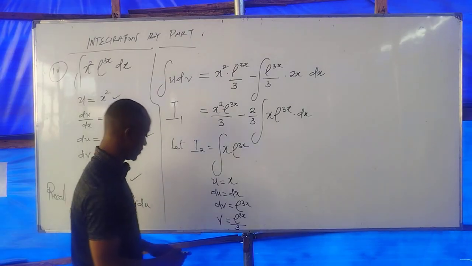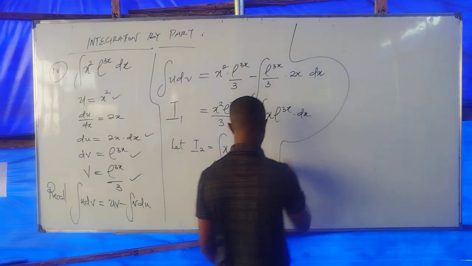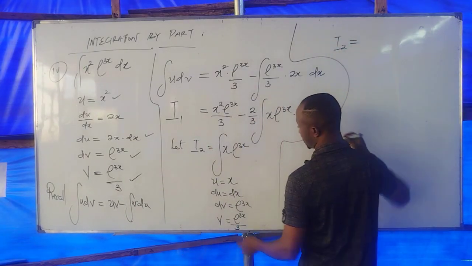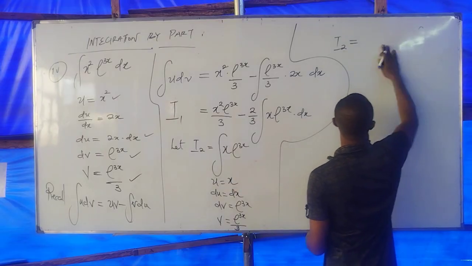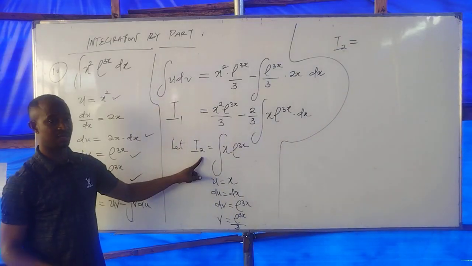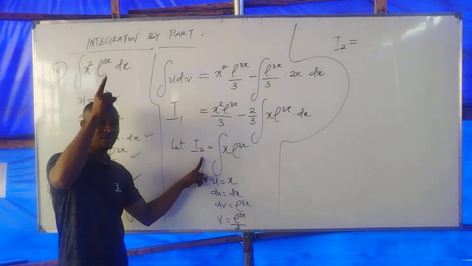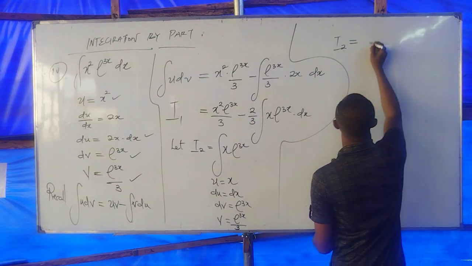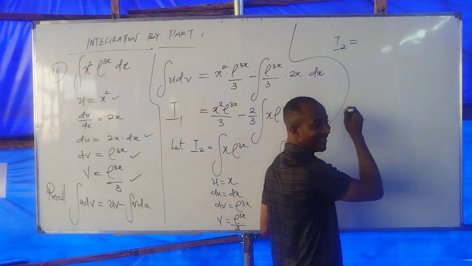Okay, so let's look at what we have here. It simply means that our I2 will then be what? Do you know why we say it's I2? We are solving for this. Now what happened in that example I gave us? You go back and you get it. I2, more than once.